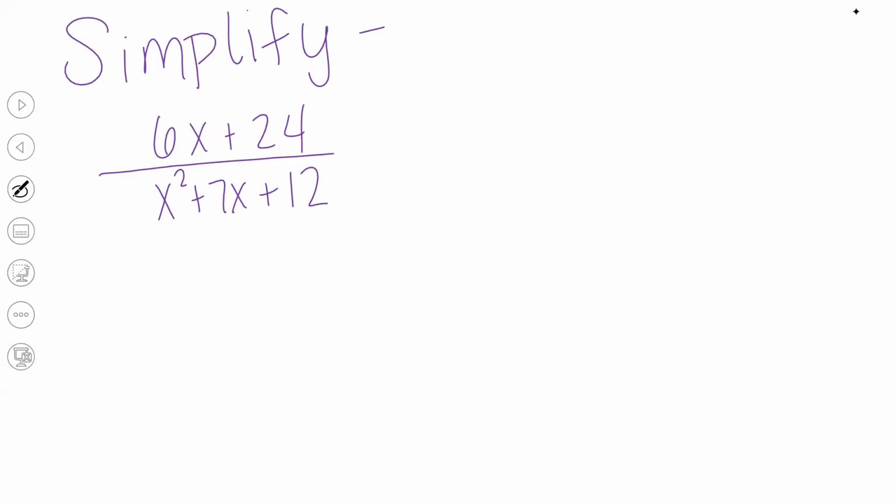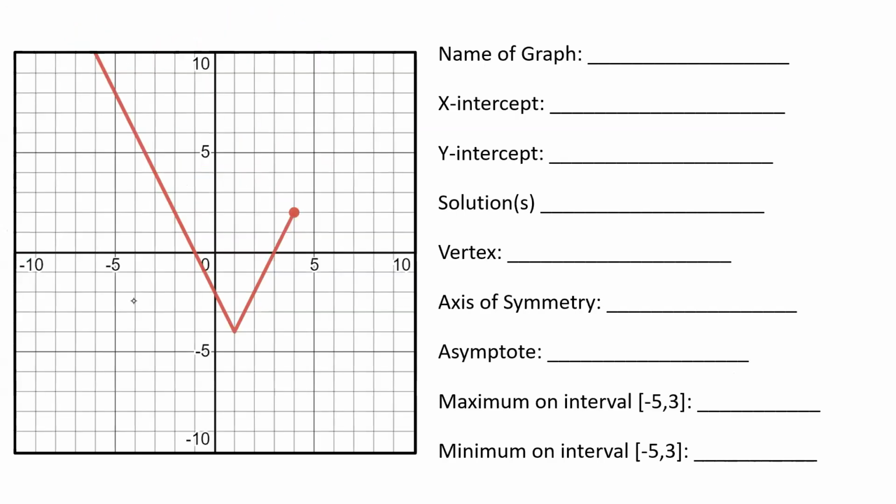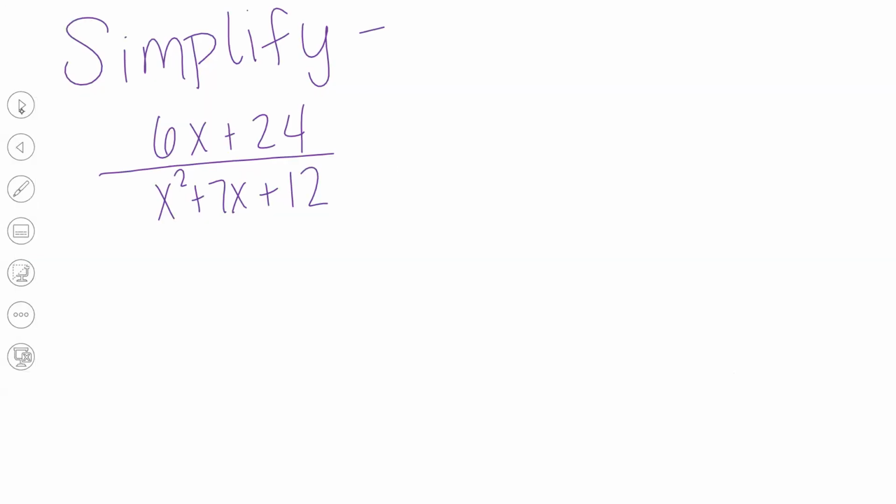When I say to simplify, what's the first thing you have to do? GCF or factor, right? So the top one, I have 6x plus 24. What can I GCF or factor out of there? A 6. So I'm going to take a 6 out. So that would be 6. And then what would be left over? X plus 4.